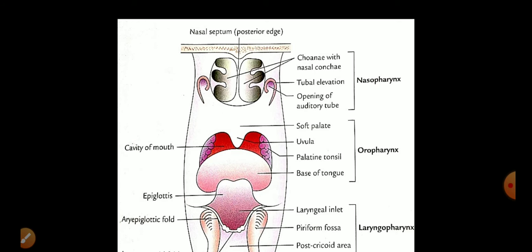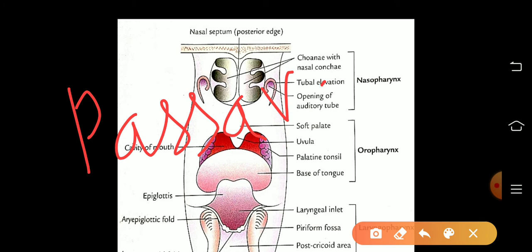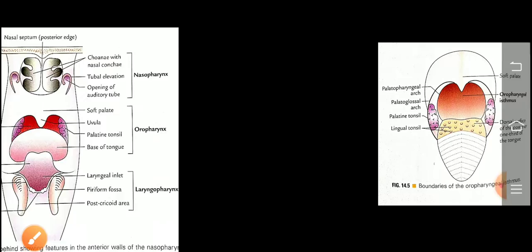So this whole nasopharynx resembles the nose, and so it is lined by pseudostratified ciliated columnar epithelium. And there is a peculiarity in this part of the pharynx. It is called Passavant's ridge. What is Passavant's ridge? We'll be seeing about Passavant's ridge.